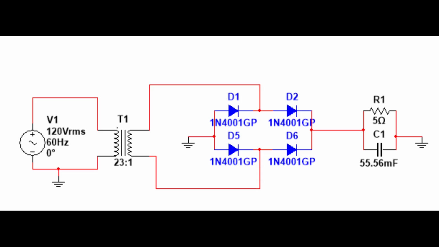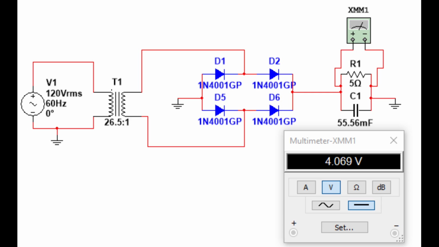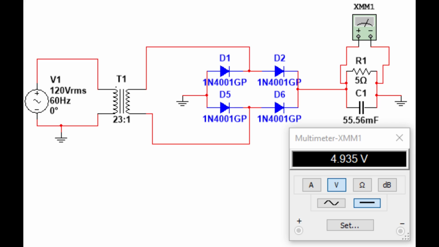Since we simply used an assumed cut-in voltage for the diode and used approximations in the development of the ripple voltage equation, we can use Multisim to give us a more accurate evaluation of the circuit. When using the calculated turns ratio of 26.5, the output voltage across the resistor is 4.069 volts. This is too low, so the turns ratio was decreased to 23:1, increasing the secondary voltage and producing 4.935 volts, which is close to the desired 5 volts.